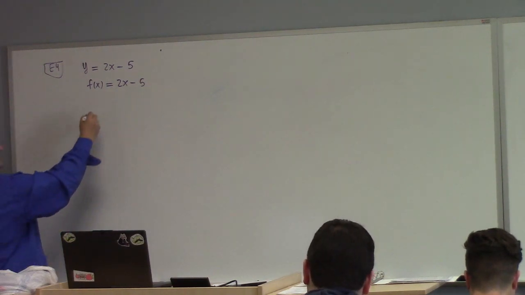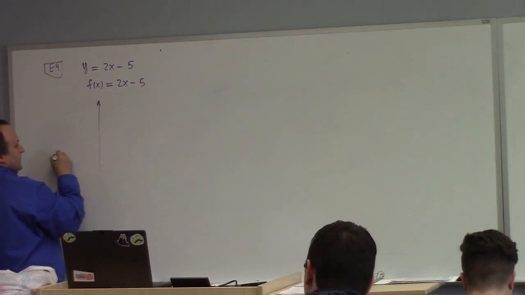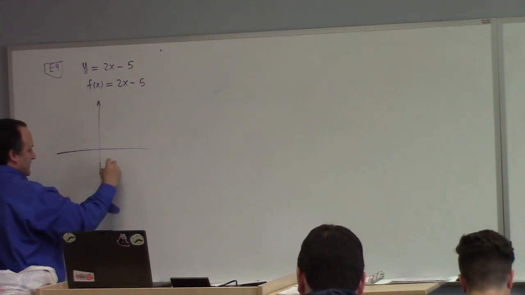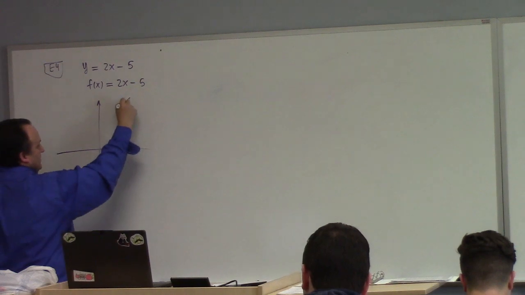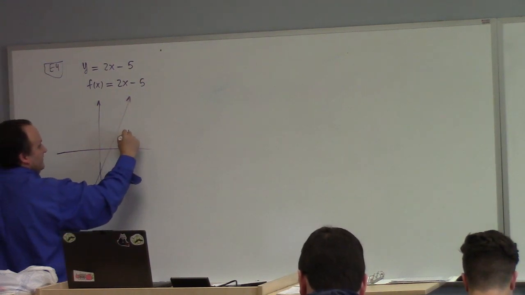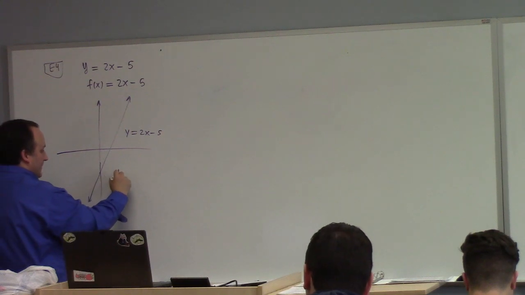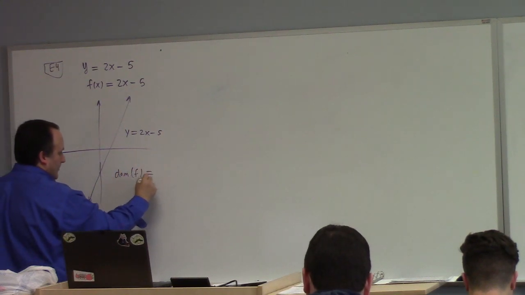We can graph this. Easy to graph, right? It's a line. It's got a y-intercept of minus 5. It's got a slope of 2. It looks something kind of sort of like this, right? So what's the domain? What's the range?